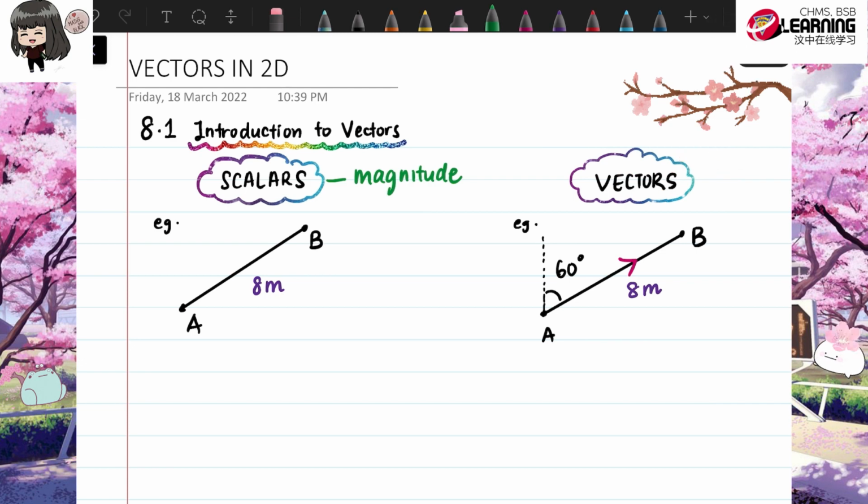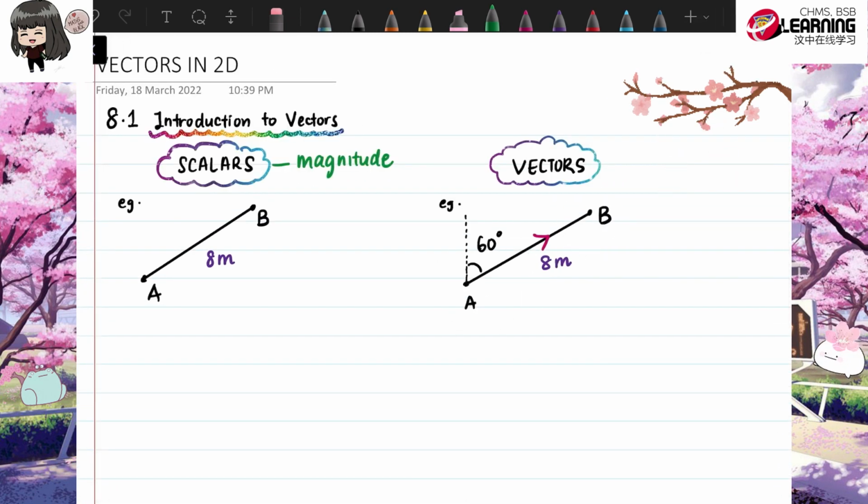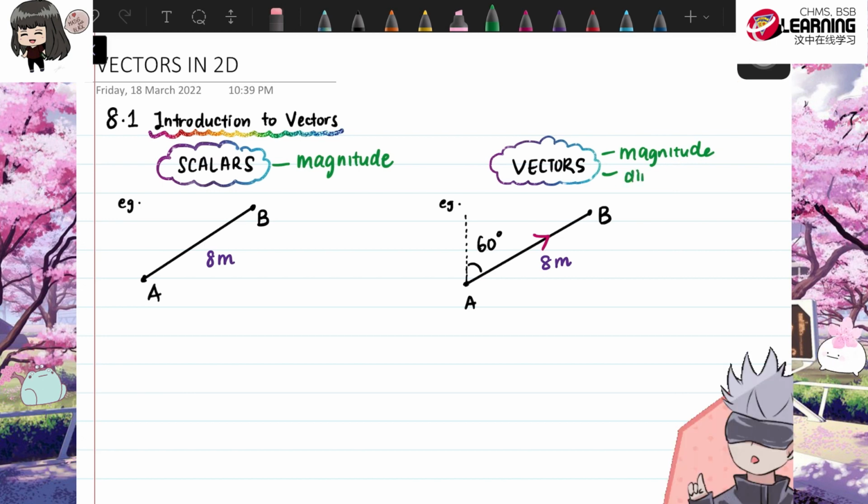And as for vector, you can see it's also magnitude. Magnitude can be something like distance, but also includes the most important thing, direction. You can see this by just looking at the arrow. If you want to know whether it's a vector or not, you can see if it has an arrow, then confirm vector already, because it shows direction. Both are magnitude, but one with direction. So the one with direction we call a vector.